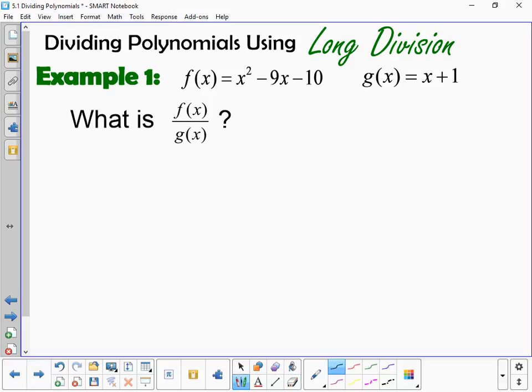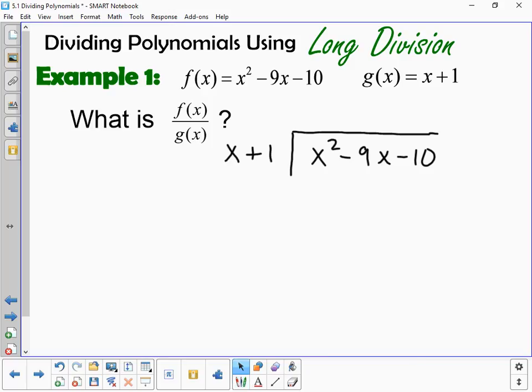So we set it up very similar to long division with numbers. We want to divide the polynomial f of x. So that goes here, x squared minus 9x minus 10. And we want to divide that by the polynomial g of x. So g of x is our divisor, and it goes here. And just like with numbers, you think about how much it will go into it.